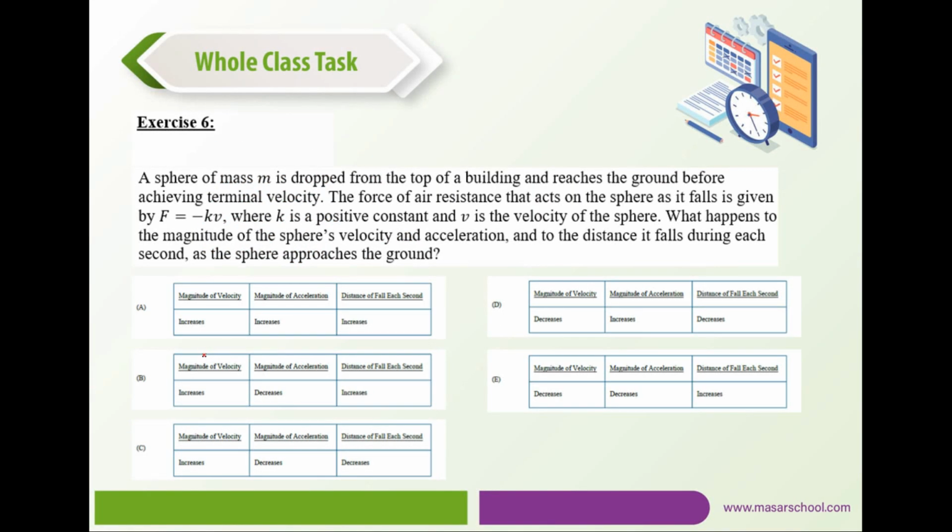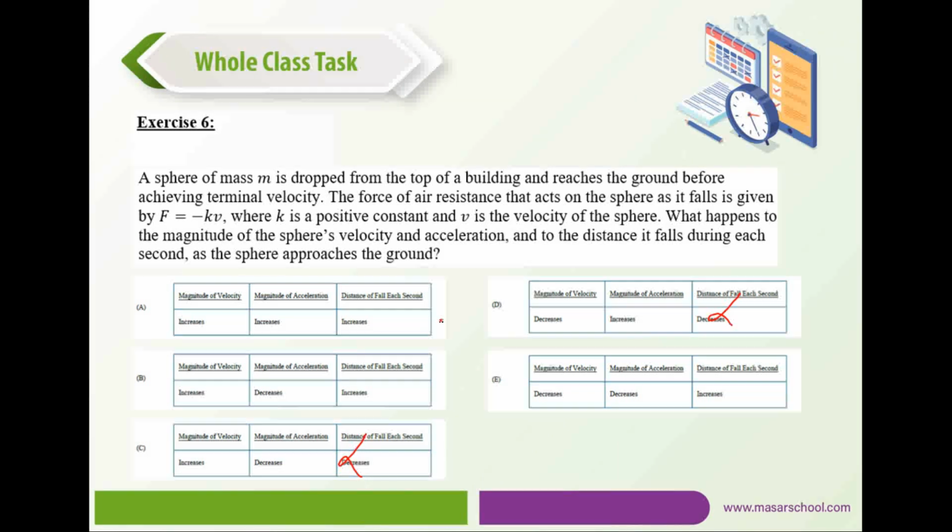Exercise 6. A sphere of mass m is dropped from the top of a building and reaches the ground before achieving terminal velocity. The force of air resistance that acts on the sphere as it falls is given by F is minus kV, where k is a positive constant and v is the velocity of the sphere. What happens to the magnitude of the sphere's velocity and acceleration, and to the distance it falls during each second as the sphere approaches the ground? The object is moving, so the object will cover a certain distance. So basically, distance will always increase. Alright, so we can directly eliminate this, and we're left with A, B, and D.